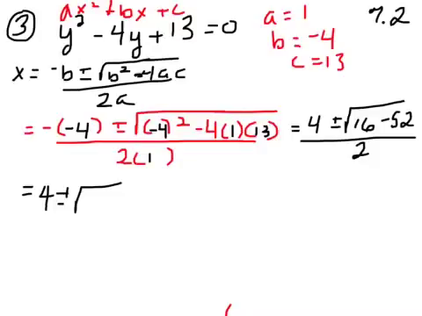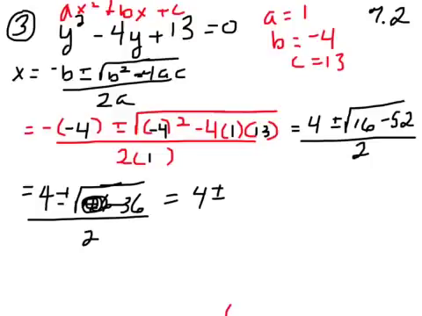Let's see, that's going to be 6. It's going to be 46. Is that right? No, it's going to be 36. Negative 36. Is that right? 16 minus 52. 36 and 16 make 52. Yeah, that's right. Okay. So now, when I go to take the square root of negative 36, it is 6i over 2.